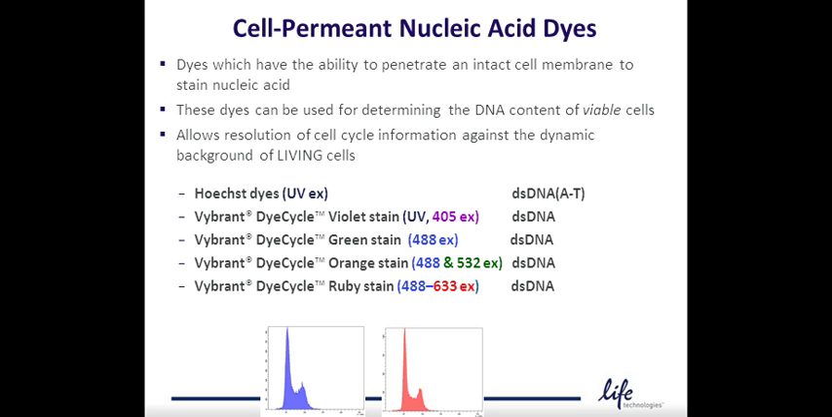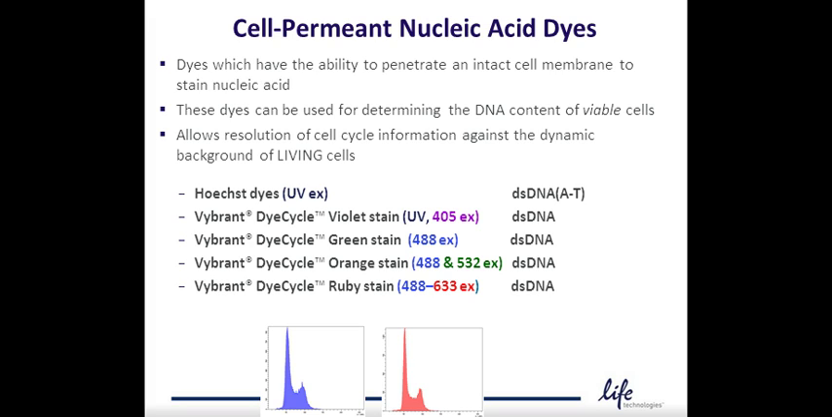Dyes which have the ability to penetrate an intact cell membrane to stain nucleic acids are called cell-permeant or live cell dyes. These can be used to determine the DNA content of living cells. The dyes listed here are also DNA selective, meaning they do not label RNA. All of these cell-permeant dyes are essentially non-fluorescent until bound to DNA.